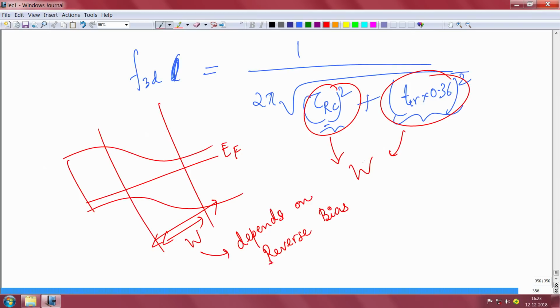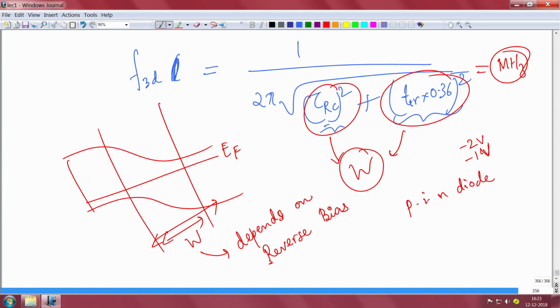So if the depletion width W changes with bias, then your delay and your speed or bandwidth in gigahertz or megahertz also will change with bias, which is not a good thing. Sometimes you might want to bias it at -2 volt, sometimes -1 volt. You do not want the speed to change so much, but it will change. So the solution is to go for a PIN diode.